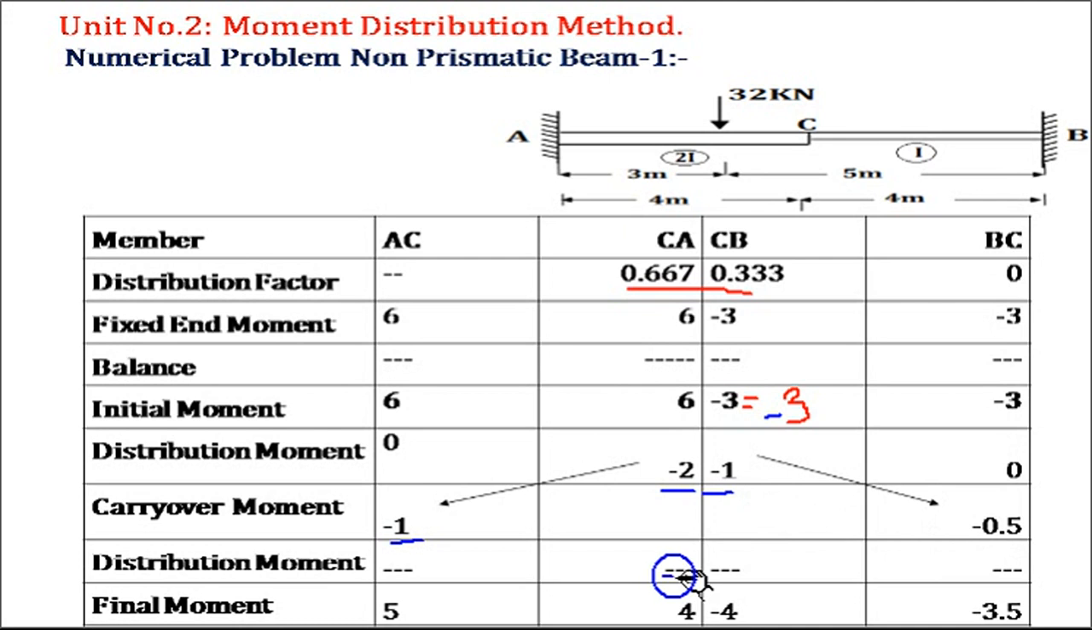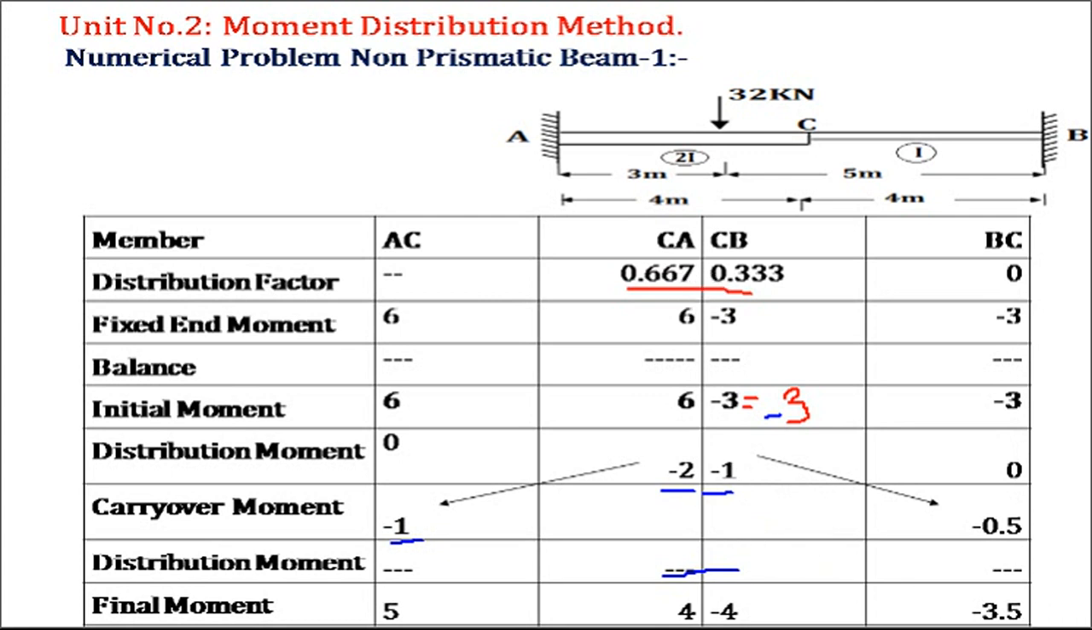Okay, now at joint C there is no distribution, so here we have to stop. So the final moment in member AC will be 6 minus 1, 5. Final moment in member CA, 6 minus 2, it is 4. Final moment in member CB, minus 3 minus 1, minus 4. And final moment in member BC, it is minus 3 minus 0.5, so it is 3.5.